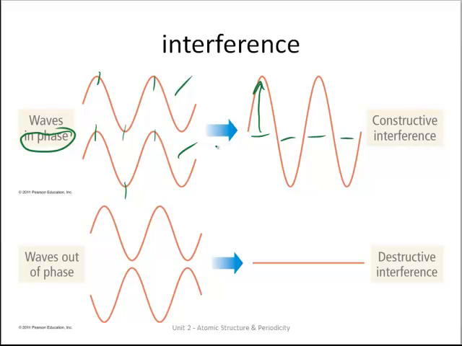The other side of the coin is if the waves are traveling out of phase, meaning that the maxima and minima are lined up, these waves are out of phase. And what happens is when these two waves come together and they're out of phase, they undergo destructive interference. What happens here is their waves cancel each other out.